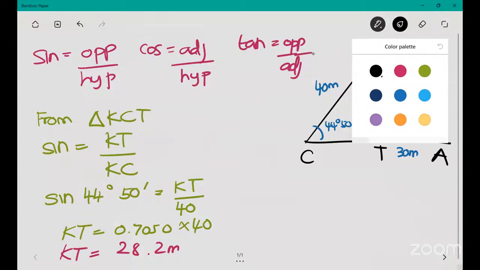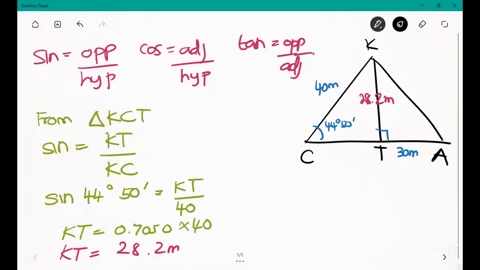Did you understand how we got the first part? Is this clear? Mhm.